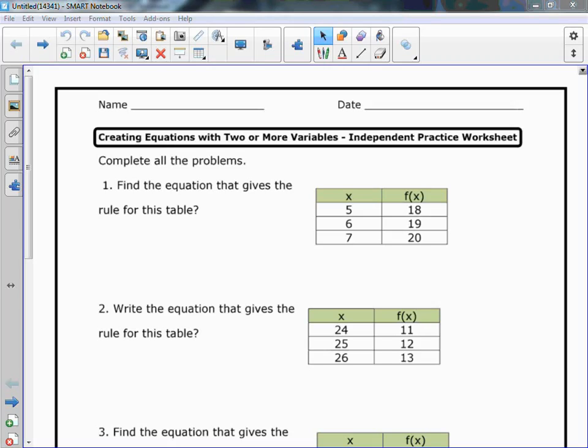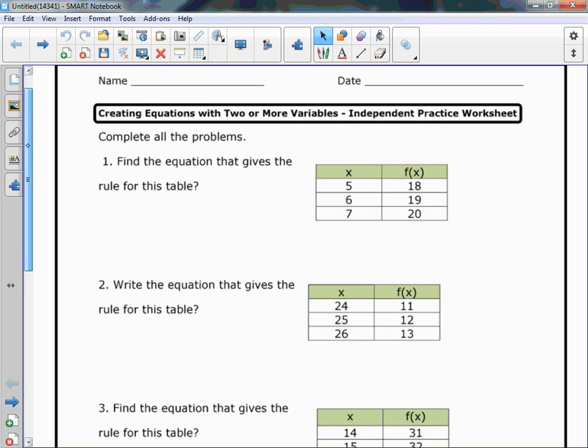The other day we got done creating equations in one variable. Now we're going to look at multiple variables. I'm going to give you one example, and then I'll have you complete the rest of the worksheet on your own. But let's look at this first one.